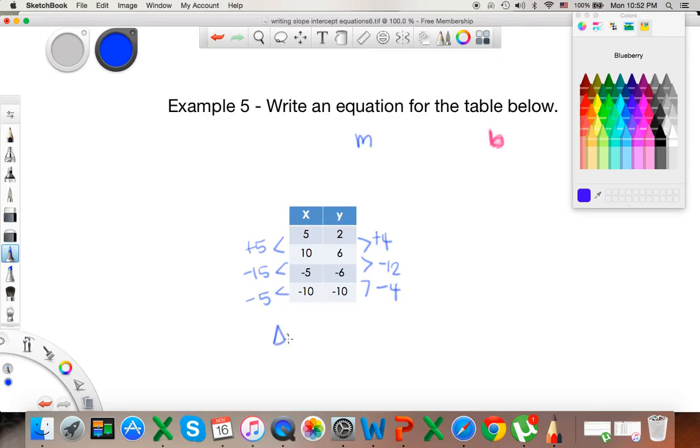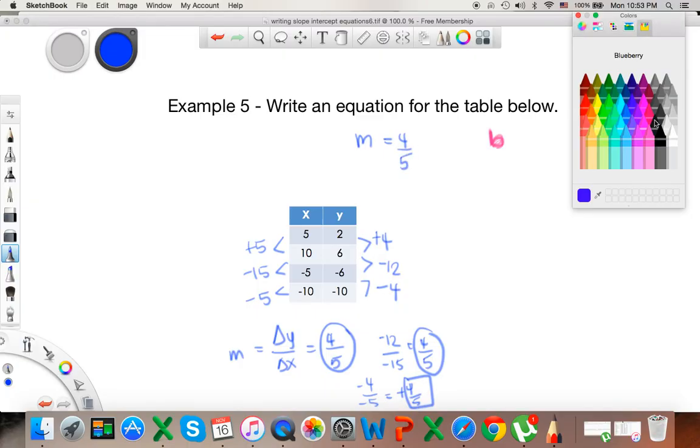So if I look at my change in y over my change in x, which is how we calculate slope, I'm going to get 4 over 5 for the first one. Then the second one is -12 over -15, which simplifies to 4 over 5. And then finally, -4 over -5, which is the same as 4 over 5. So it's clear that this is linear, and it's also clear that our slope is 4 over 5.